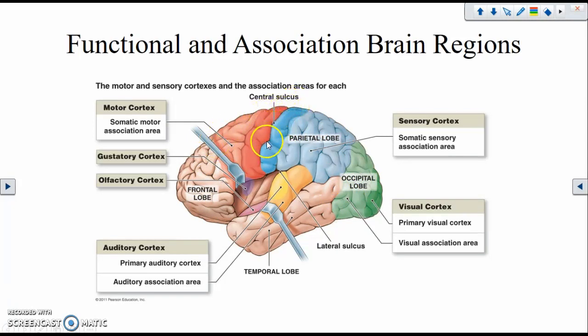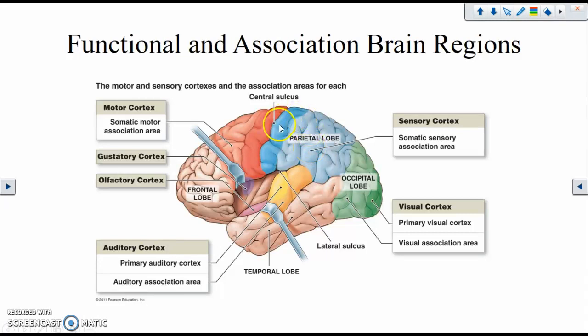There's a central sulcus. Remember that I mentioned before that sulcus means grooves. There's this red-colored region, which is called the primary motor gyrus, and you see the blue here. This is called the primary sensory gyrus. Motor means efferent, so it refers to voluntary or involuntary movements of muscles or glands.